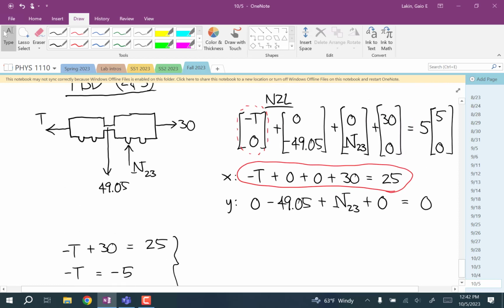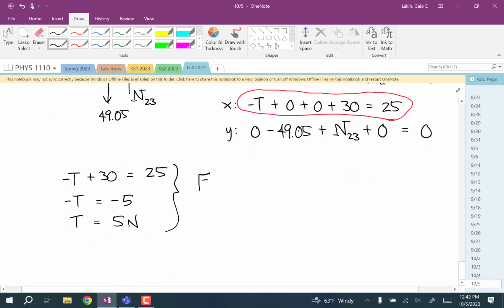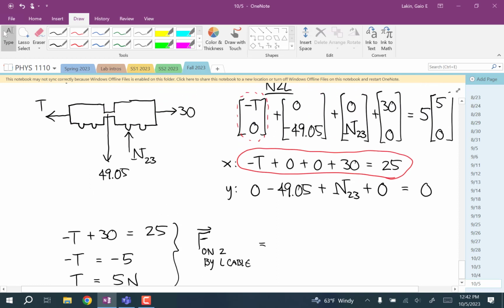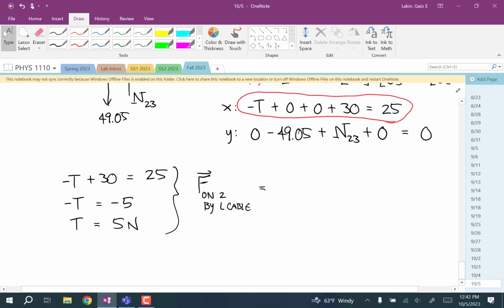And if you plug that value for T back into this force vector, you get that the force on the 2 kilogram cart by the left cable, you have a positive value of 5, you plug it into this vector with a negative, and you get negative 5, 0 newtons, or a vector in the negative x direction with a magnitude of 5 newtons.